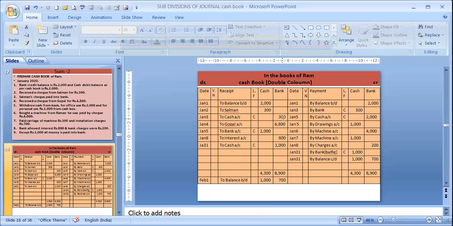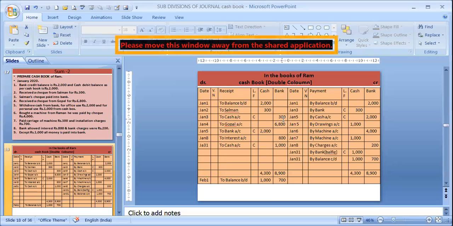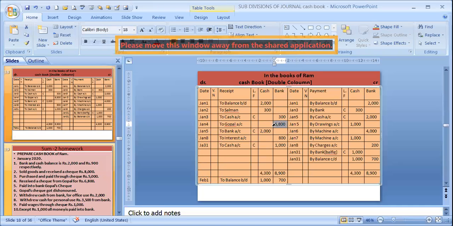Now January 4th, received a check from Gopal for rupees 6,800. You see, nothing is mentioned about this check in the entire sum. That means we assume that this check has been deposited into the bank. That's why we have written, see, January 4th to Gopal. We have received the check, directly the amount in the bank column, because it's a check. Seen? So to Gopal, 6,800.